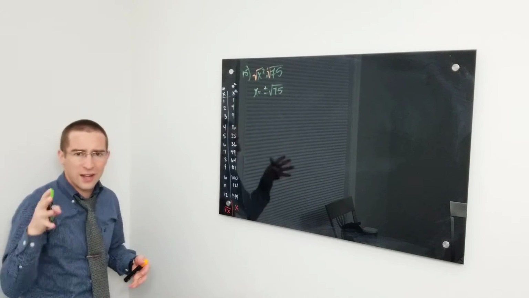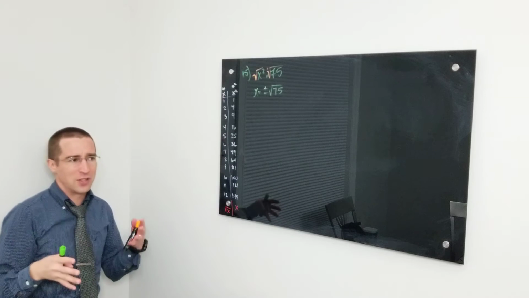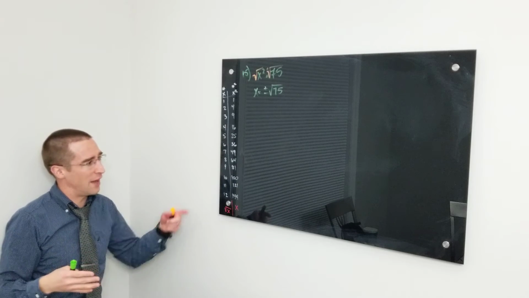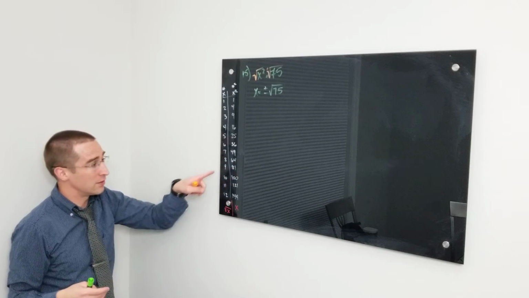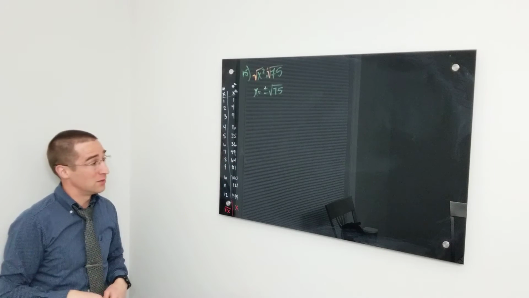But there's not a nice number that times itself equals 75. Like we look here, we're like, well, 8 times 8 is 64, 9 times 9 is 81.